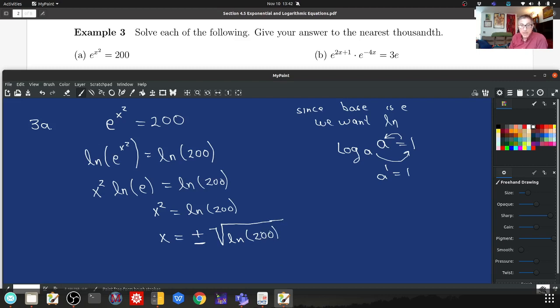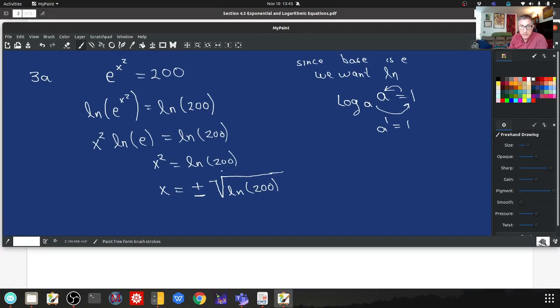Now, if you think about it for just a second, we know since 200 is greater than 1, that the natural log of 200 is positive. If this were the log of 0.12, it would be a negative number, and we would still have an answer, but it would be a complex number. But I'm pretty sure in this particular class we're still dealing with real valued functions, so you shouldn't have to worry about that. So let's calculate that, because that's what we're asked to do in the instructions.